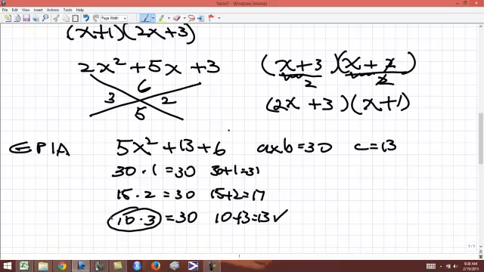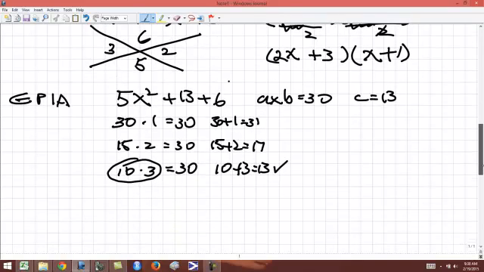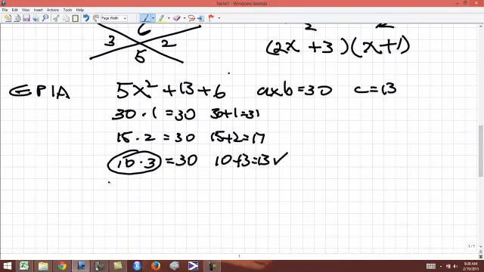Okay, and so now I'm going to split up 13x into 10x and 3x. So I'll have 5x squared plus 10x plus 3x plus 6. And you can see I've got a 2-to-1 ratio here and a 2-to-1 ratio here, so I can factor these two pairs together pretty easily.